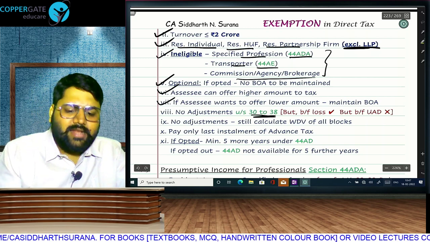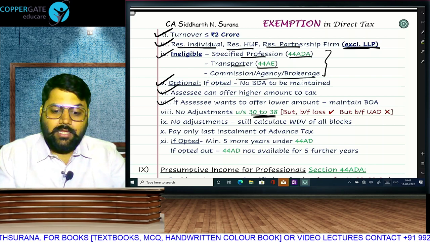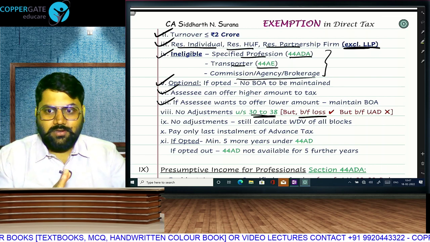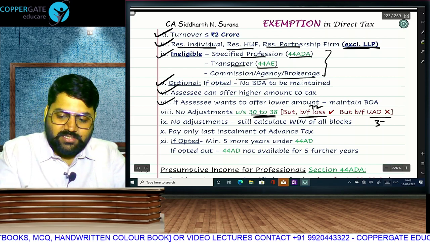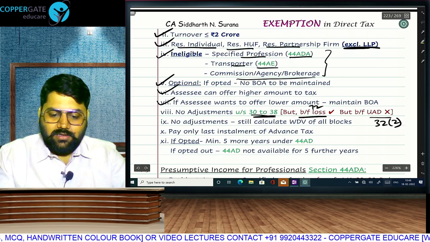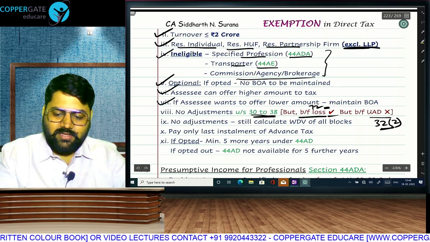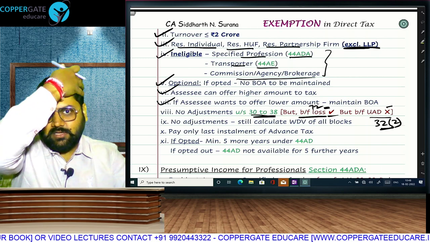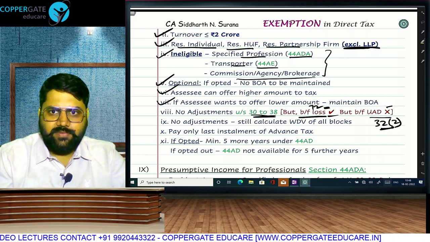We will not do any adjustment from 30 to 38. We will not do any add-less. But if there is any brought forward loss, that is section 72, that will be allowed. But unabsorbed depreciation will not be allowed, simply because loss is in 72 and this is in 32. So now you check, does this come between 30 and 38? No. So it is allowed. Does this come? Yes. So it is not allowed. So be careful. This also has been tested in MCQs, that brought forward loss will be allowed, but brought forward unabsorbed depreciation will not be allowed.